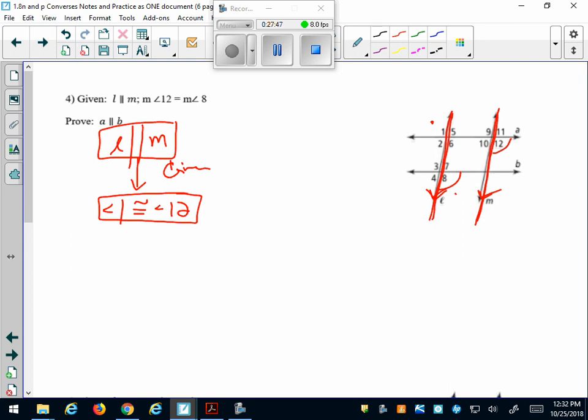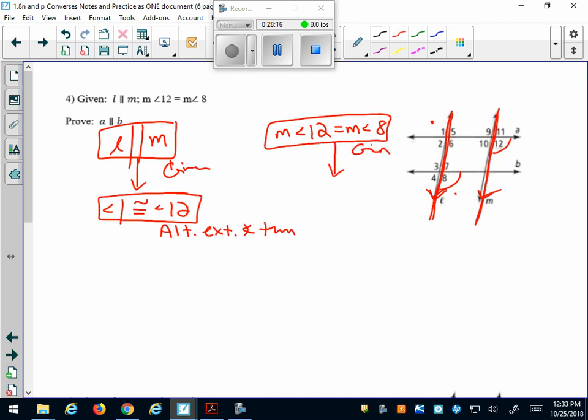By what reason? Alternate exterior angles theorem. Is this a converse? No. We were given that the lines were parallel. We're saying the alternate exterior angles are congruent. Let's look at our other given. Since we're dealing with congruence signs, we should probably switch this into a congruence.